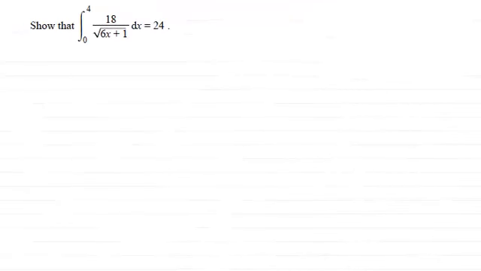Hi. Now, in this question, we're asked to show that the integral of 18 all divided by the root of 6x plus 1 integrated with respect to x between the limits x equals 0 and x equals 4 comes to 24. So, if you'd like to have a go at this and haven't done so already, just give you a moment to pause the video, do come back when you're done, and you can check your work solution against mine.